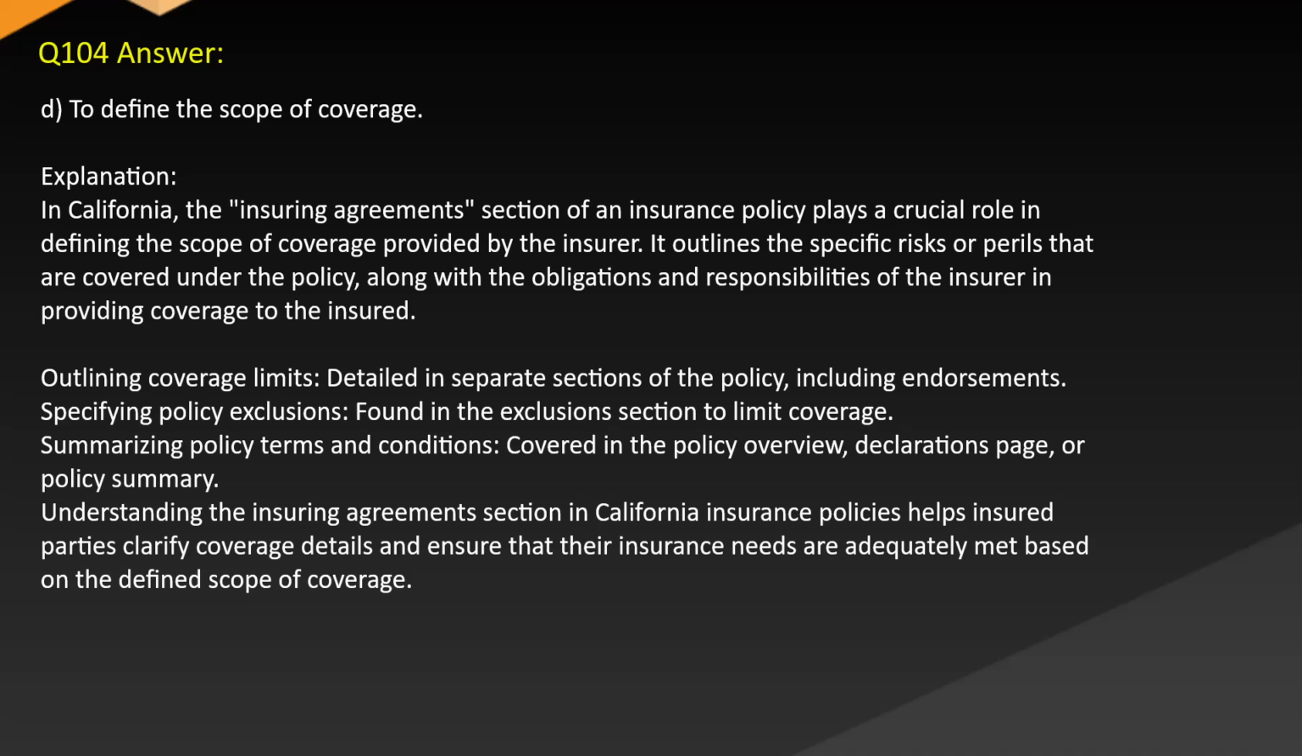Outlining coverage limits is detailed in separate sections of the policy, including endorsements. Specifying policy exclusions is found in the exclusions section to limit coverage. Summarizing policy terms and conditions is covered in the policy overview, declarations page, or policy summary. Understanding the insuring agreements section in California insurance policies helps insured parties clarify coverage details and ensure that their insurance needs are adequately met based on the defined scope of coverage.